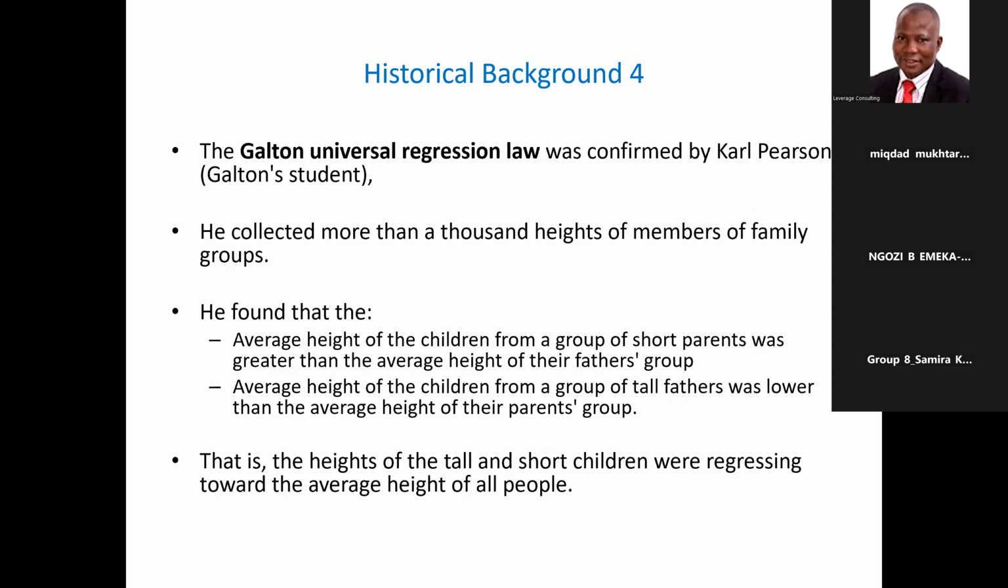The Galton universal regression law was confirmed by Karl Pearson, Galton's student. Pearson described the chi-square, coined the term standard deviation, and also discovered the Pearson correlation coefficient. He collected more than 1,000 heights of members of family groups. He found that the average height of the children from a group of short parents was greater than the average height of their fathers' group. The average height of the children from a group of tall fathers was lower than the average height of their parents' group. That is, the heights of the tall and short children were regressing towards the average height of all people.